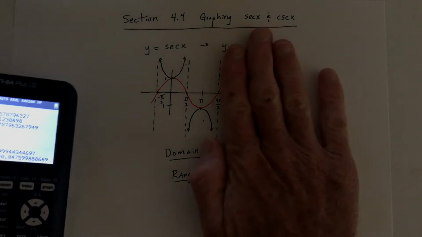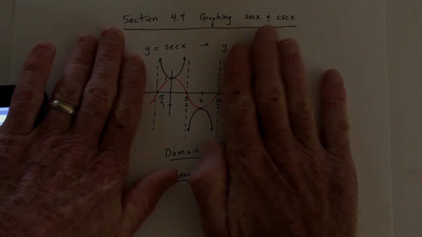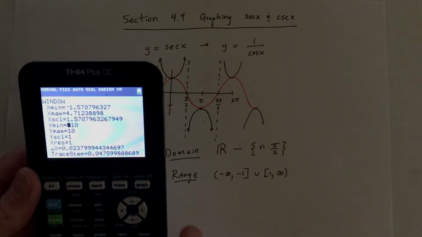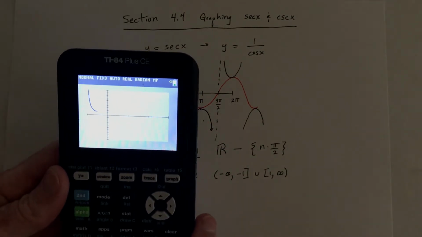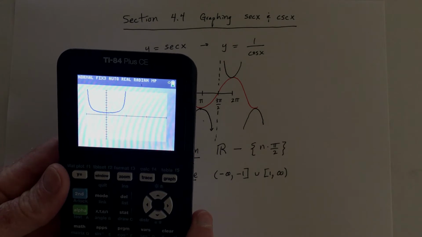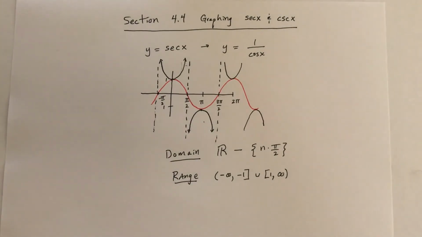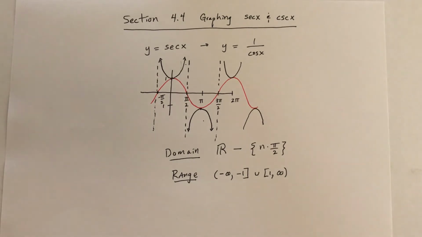Now when I graph it, I'm only graphing this part, and it's not going to graph the red part, it's only going to graph the black part. And so there's the one U shape, and then there's the second one. Okay, back to this paper. Okay, so that is for secant.